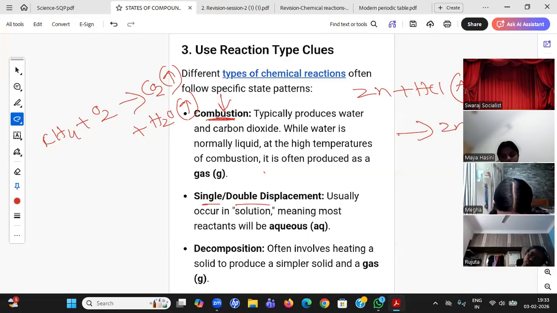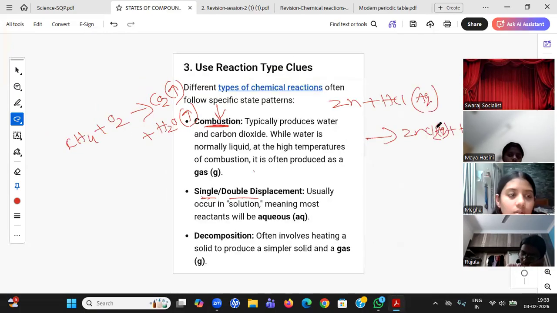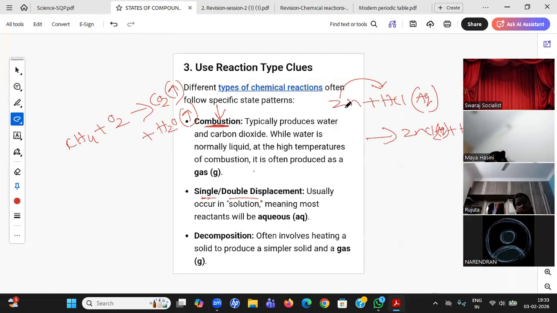Can anybody say what state I should write for ZnCl2? Yes, Mega, what will be the state of ZnCl2? Aqueous, right? Yes, exactly. So whenever you see single and double displacement, try to use aqueous. And do you know why we use aqueous? Obviously, the electrons, the particular element should shift, so some liquid should be there.